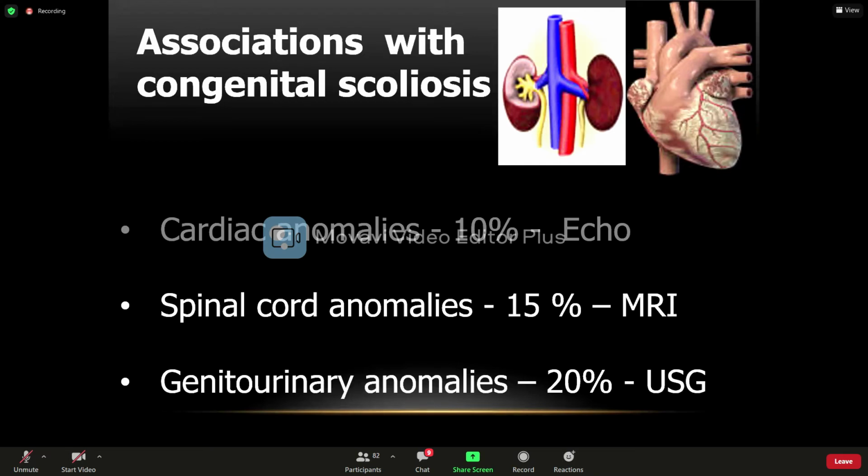There's a 15% chance that you may have a spinal cord anomaly, either a diastematomyelia, split cord, or a distal tethering. And an MRI scan is used to rule out these conditions. And 20% of them have genitourinary anomalies. So we do an ultrasound of the abdomen and pelvis to make sure that the bladder and the genitourinary systems are normal.